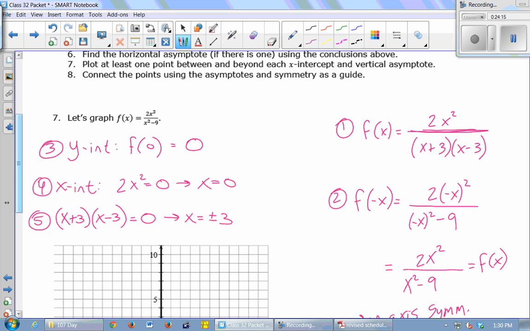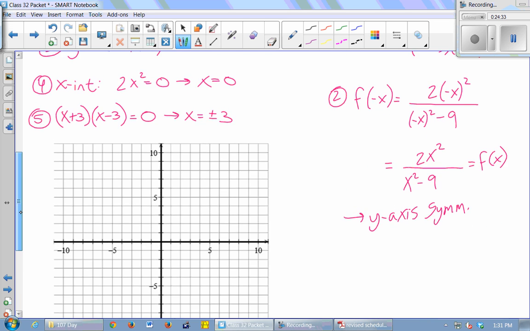So compare the degrees of the numerator and the denominator. How are they related? They are the same. And when they are the same, the horizontal asymptote is just the ratio of the leading coefficients. So in this case, it would be 2 over 1. So let's see, I'll put that over here.